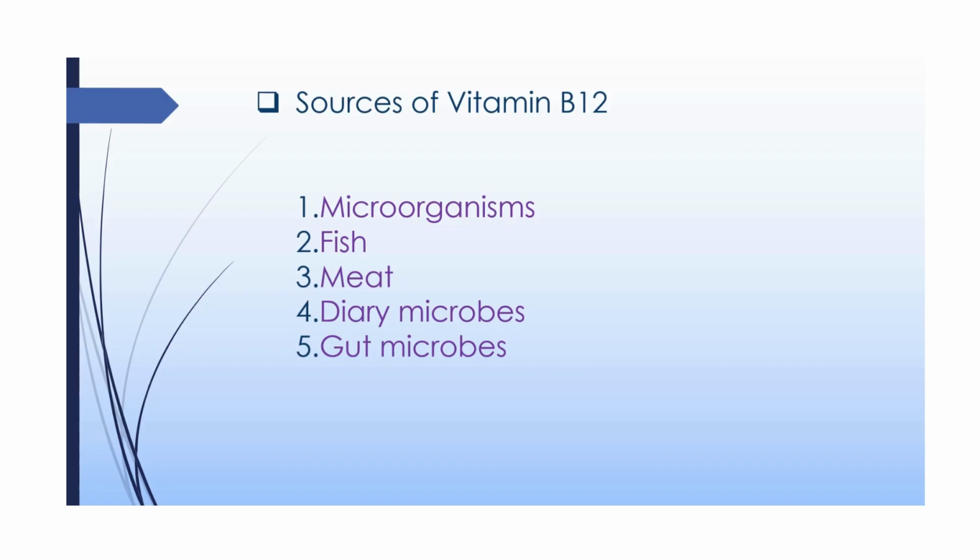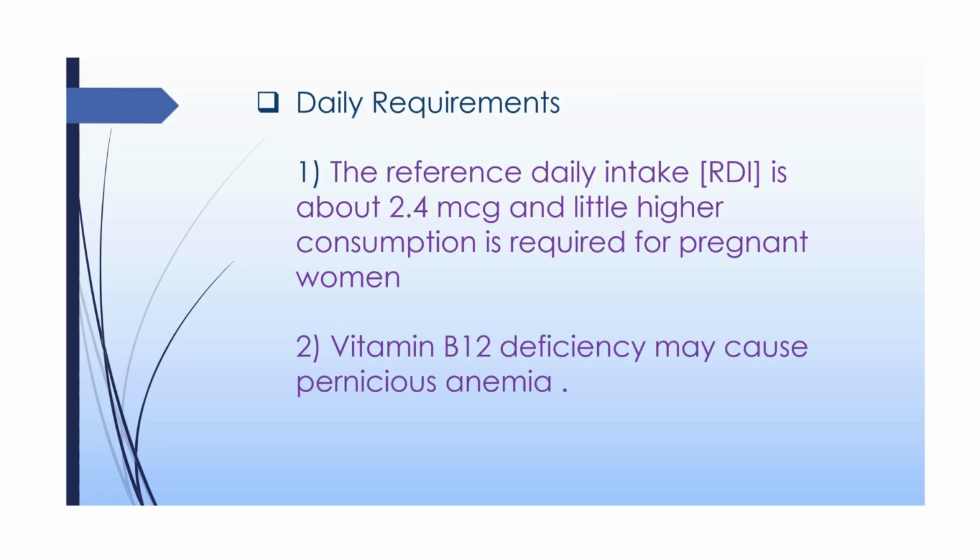Sources of vitamin B12. It is mainly obtained from microorganisms. In humans it is obtained from meat, fish, dairy products, and ruminants can obtain it from the food web. Daily requirements of vitamin B12. About 2.4 micrograms are required daily, and a higher amount is needed for pregnant women.